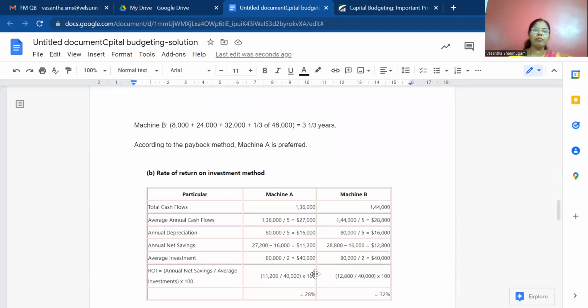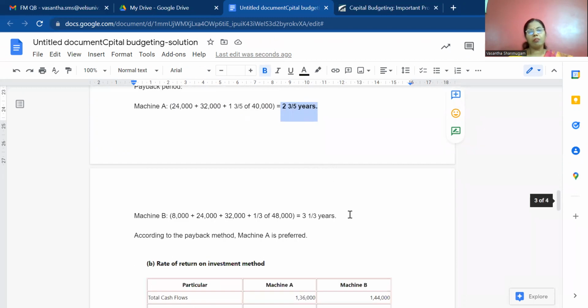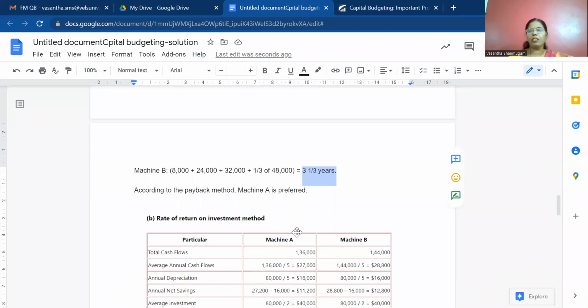According to the payback period method, which case has the shortest payback period? For machine A, the payback period is 2 and 3 by 5 years, but for machine B it is 3 and 1 by 3 years. So machine A is advantageous and more preferred.